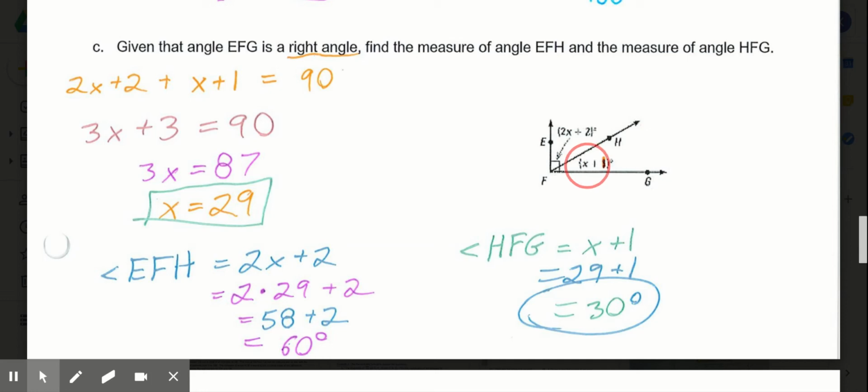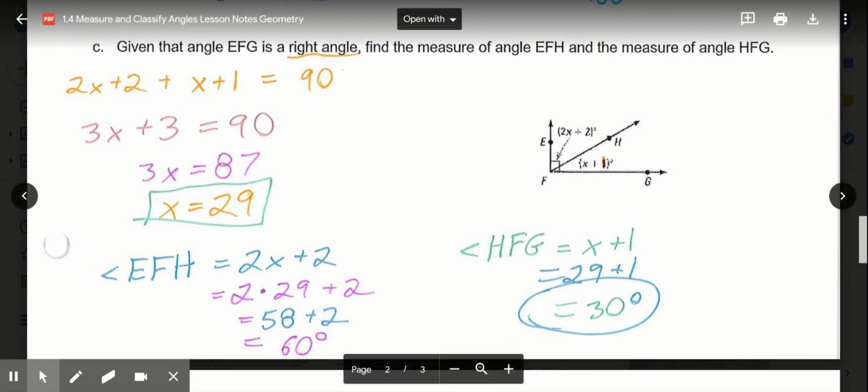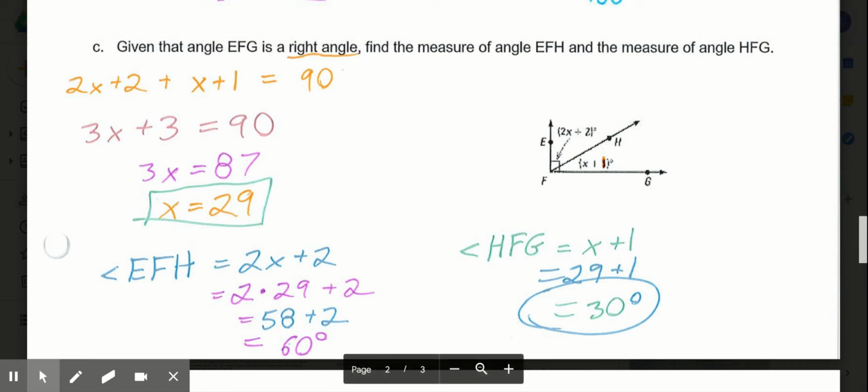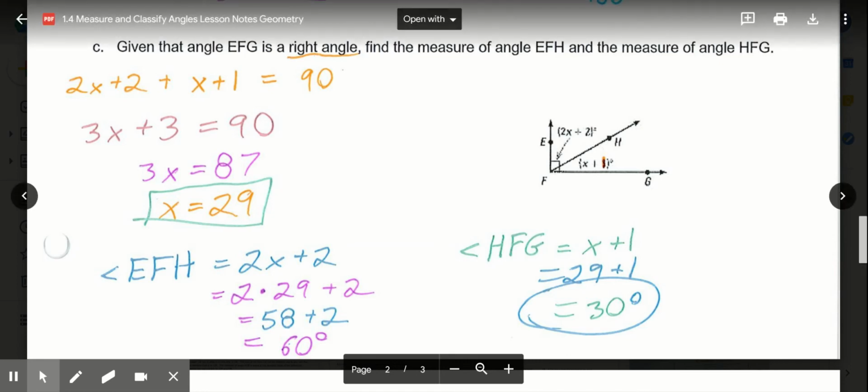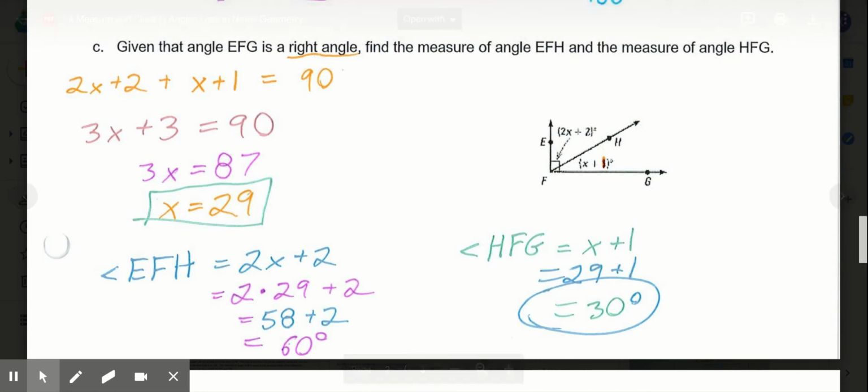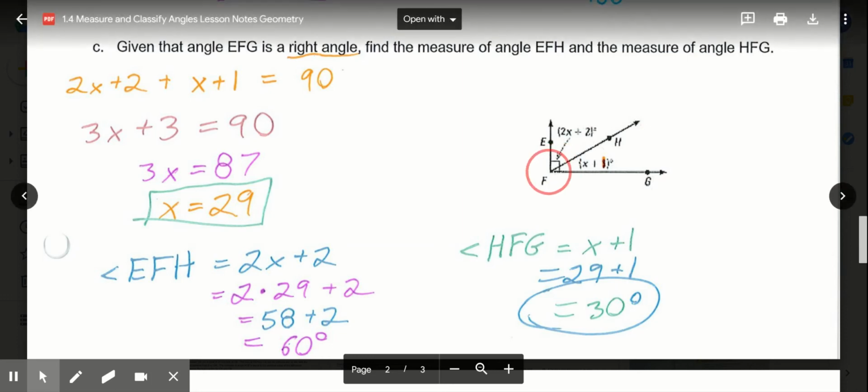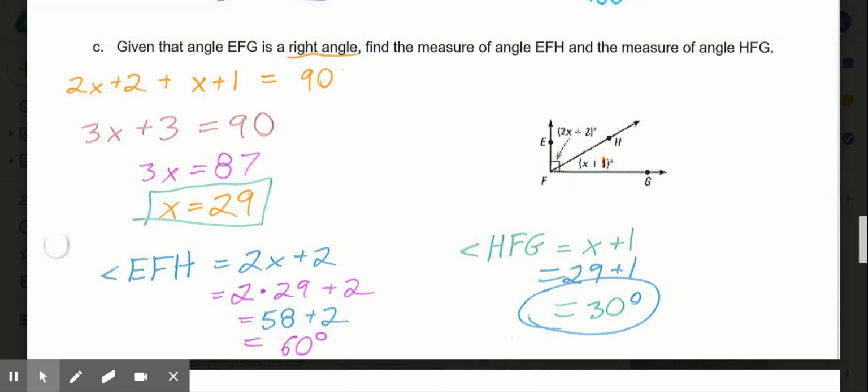to find each angle. So angle EFH was 2x plus 2. Plugging in the 29, 2 times 29 plus 2 gives us 60 degrees. Then for HFG, x plus 1, 29 plus 1 is 30 degrees. 30 plus 60 equals 90, which was EFG, so we are correct.